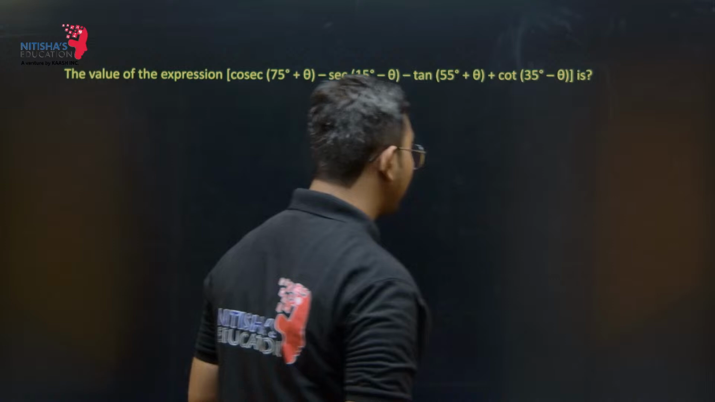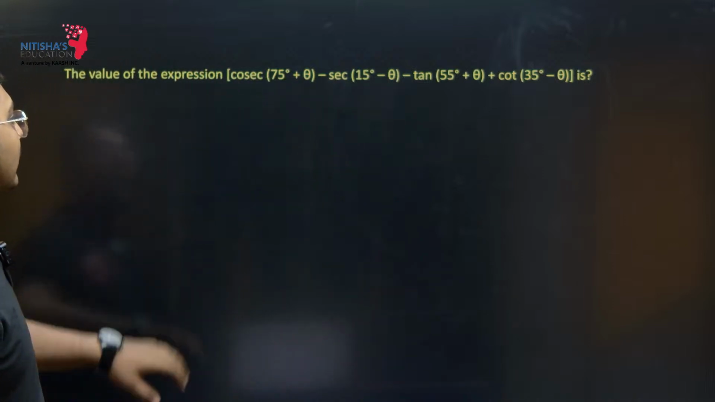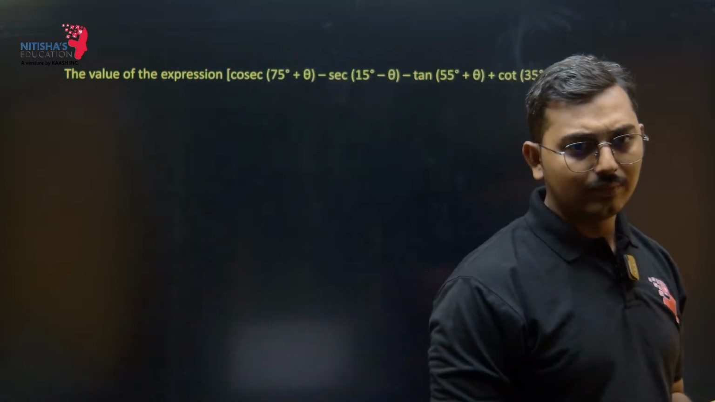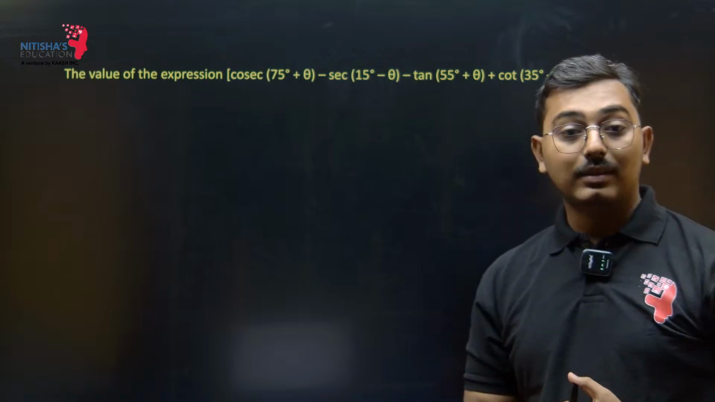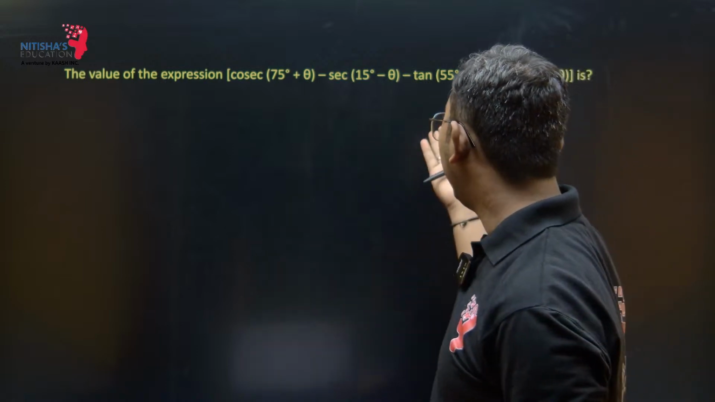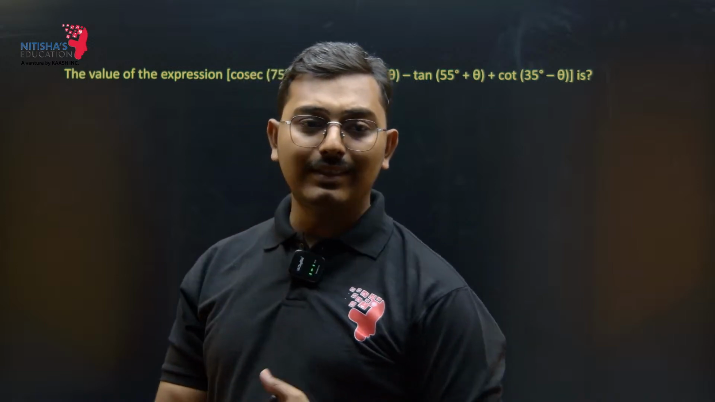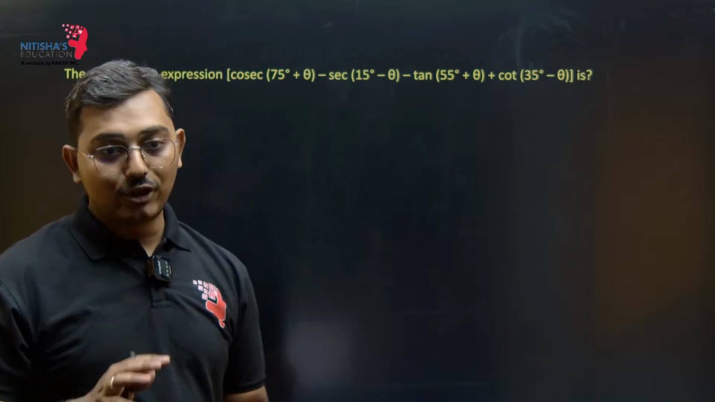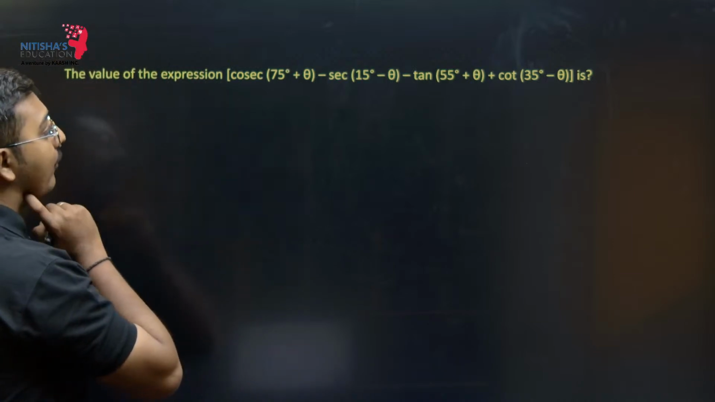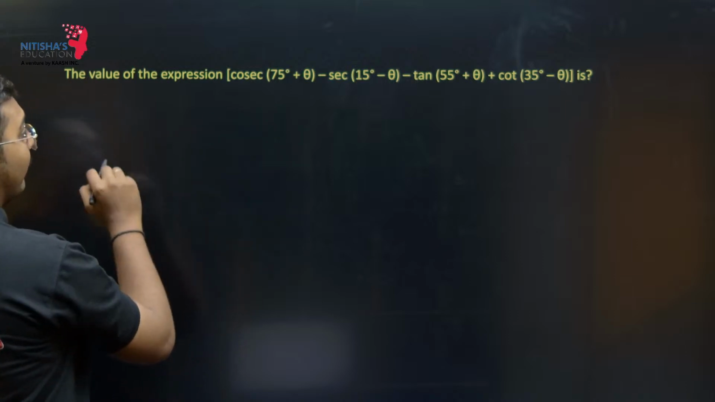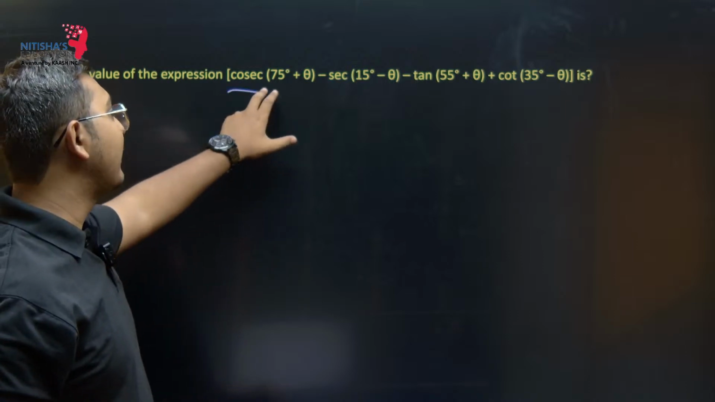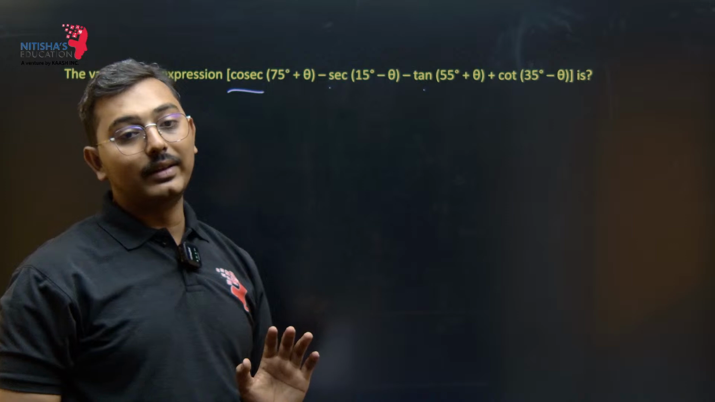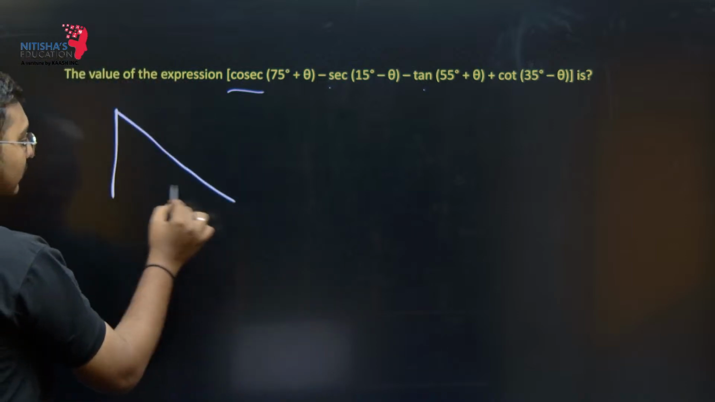Now next question. The value of the expression: this minus cos minus tan this. It looks tough to you? Yeah? Why? Because it is 75, it is 15, it is 55, it is 35. These numbers are not known to us. We don't know what are the values of these trigonometric ratios. But actually, it is given in such a way that we can convert it: this cosec can be converted into sec, tan can be converted into cot. How? There are relations between them. So first understand the relation.